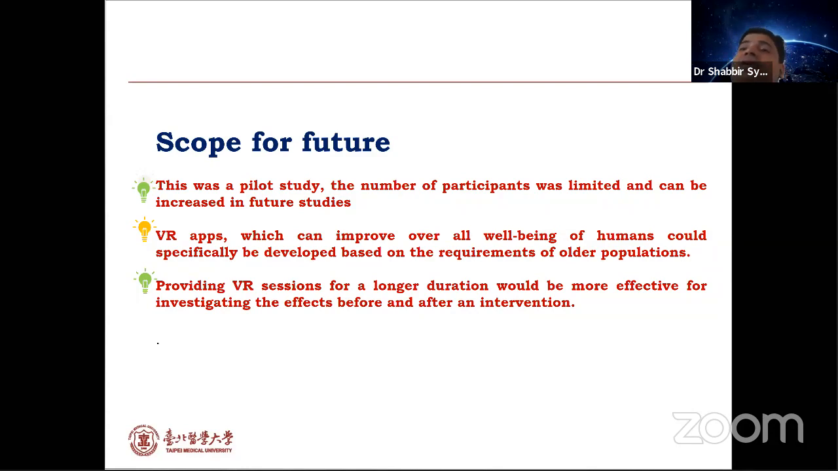And VR apps which can improve overall happiness and well-being of humans should be specifically developed based on the requirements of the older population. Providing VR sessions for longer duration could be more effective, investigating the effect before and after an intervention. So it's also very important to see how long we can provide them. It's not like we can provide it endlessly.